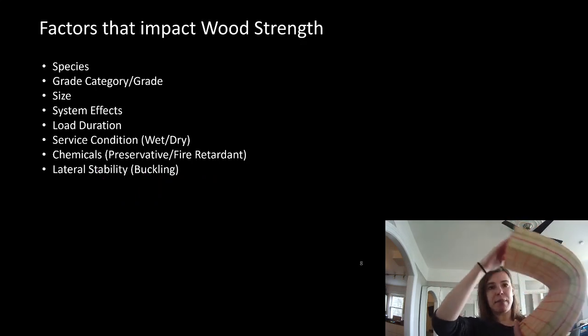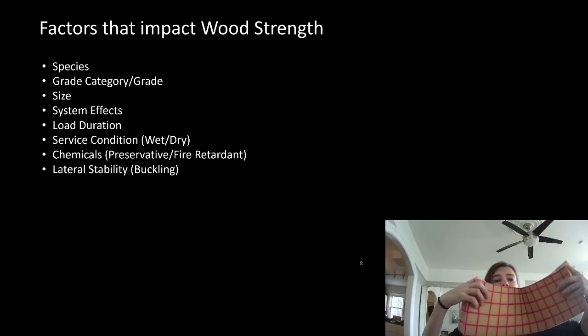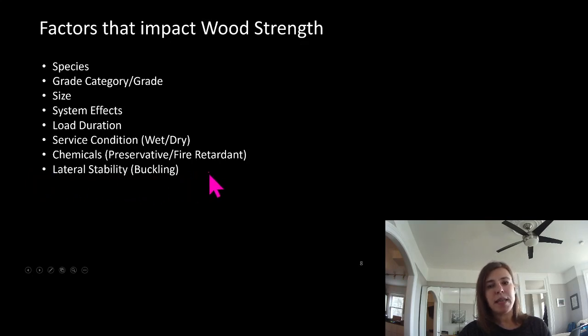Remember that tendency to buckle if it's in compression, or for the compression side to pop out sideways if it's in bending. The only factor we had in steel was that lateral stability one, whether it was compression or whether it was in bending. But we still have that for wood, and we have to think about all of these things when we talk about wood. So let's look at all of those.